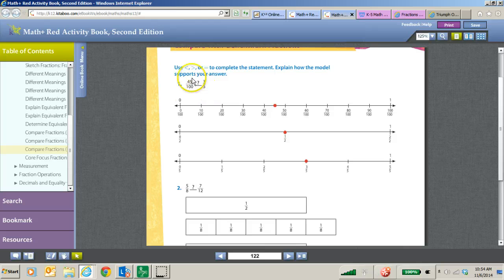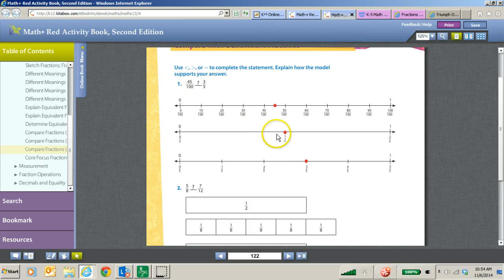This is a size fraction that your child is not likely to see, but since they have provided a model, that definitely helps in understanding this, because even though the digits and numbers are large, you can easily see and compare. Here's 3/5, here's 45/100. We can see that 3/5 is larger, even though these numbers are a lot larger.